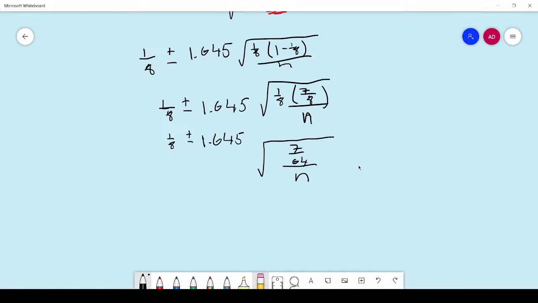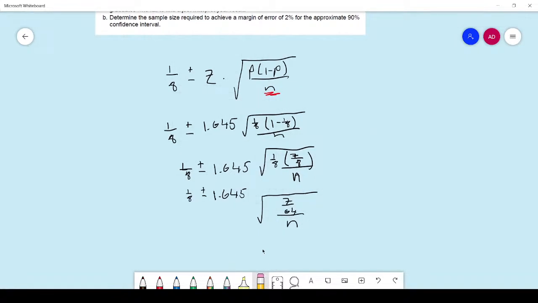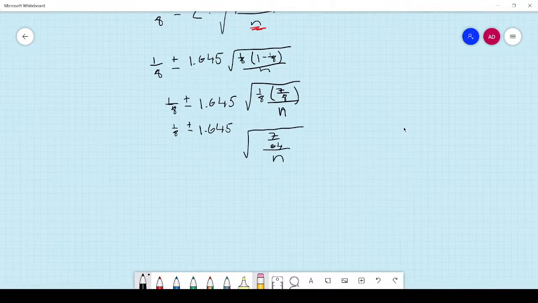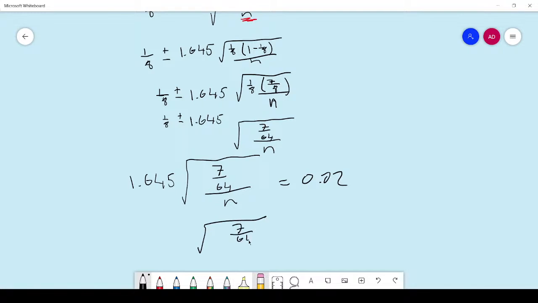Oh yeah, and I forgot. That's what was confusing. The goal is 2%. So the goal is to have this part of the equation equal to 2%. So let's just isolate that part of the equation. So the goal is to have 1.645 times the square root of 7/64 all over n equals 2% or 0.02. So now when we square both, let's divide this 1.645 over first. So we'll take that over to the right-hand side by dividing it. So 0.02 divided by 1.645.